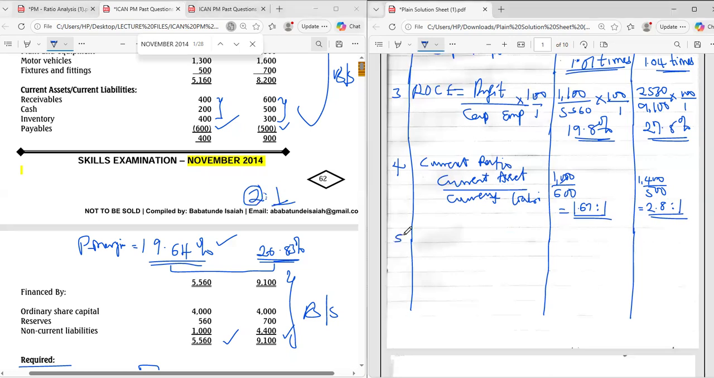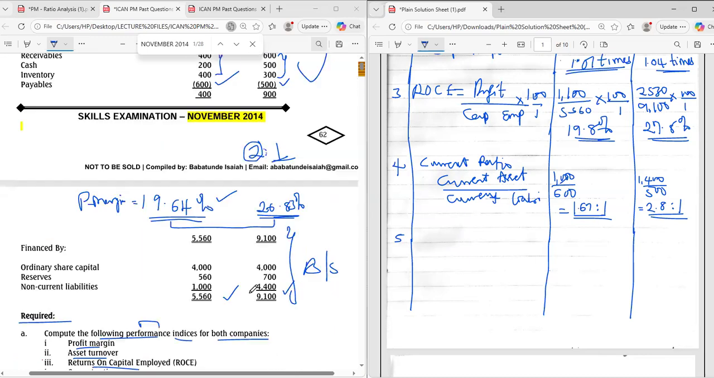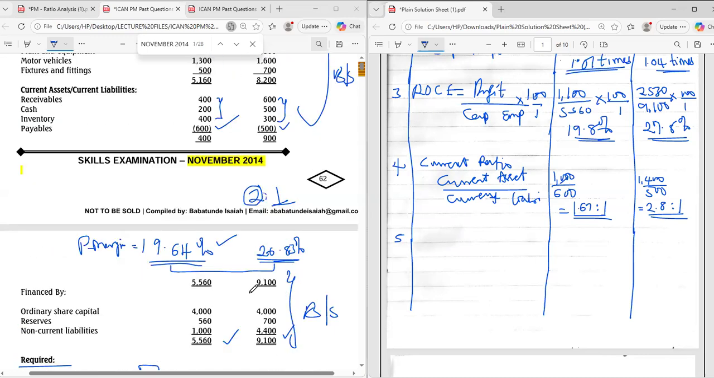Number 5. I'm just seeing something now. This is our capital employed. We said the ordinary share plus reserve plus non-current liability. Okay, so let's take the current liability instead. No, sir, it's not current. We cannot use current liability. We use non-current. Yes, please go ahead.